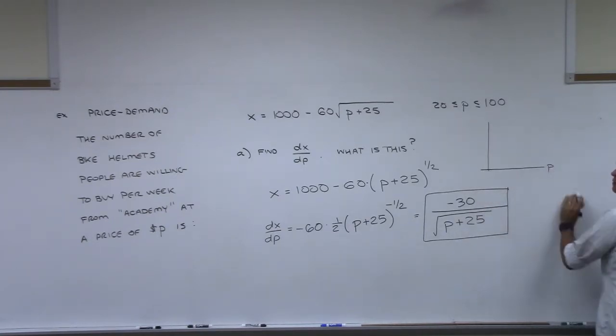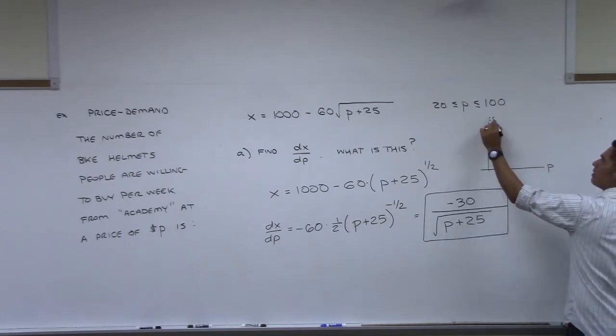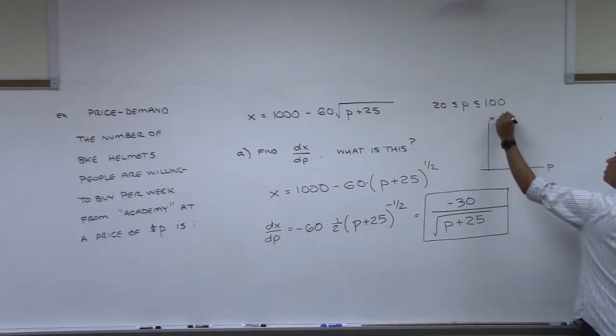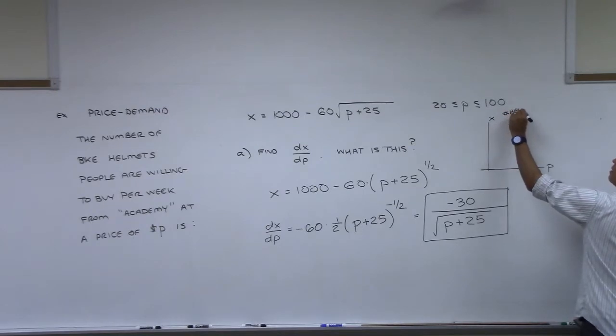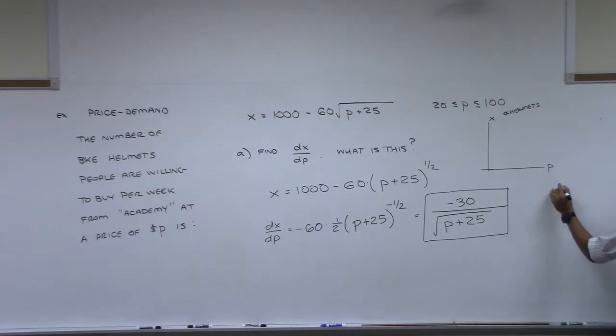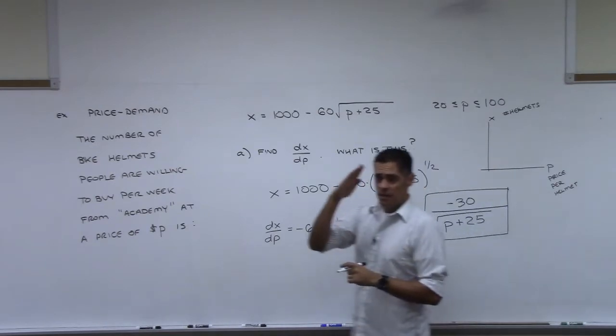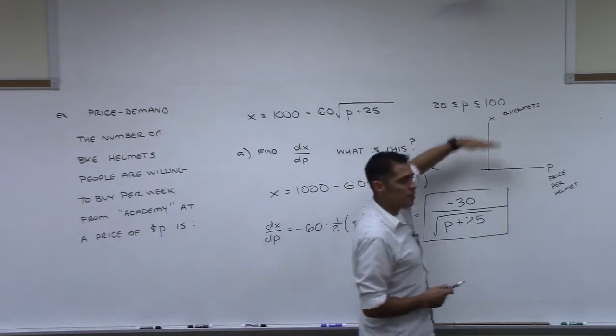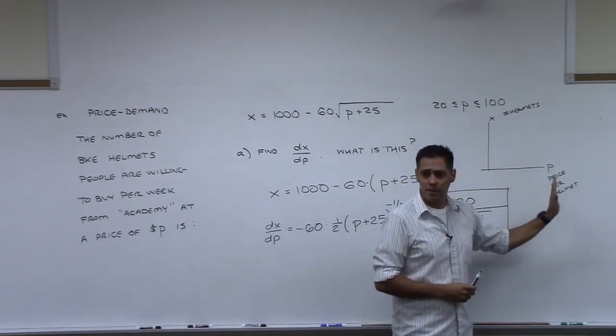Here we have P, right? And then here we have X. What is X measuring, or what is the number of helmets people are willing to buy, right? So this is the number of helmets. Oh, the cost. Helmets, right? And then what is P? You said the price, right? Price per helmet. And this is the derivative, right? And the derivative is a slope. And slope is rise over run. So the rise here is the number of helmets, and the run here is the price per helmet, right?